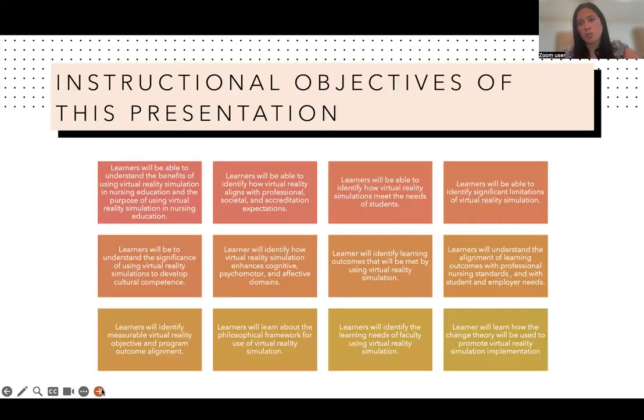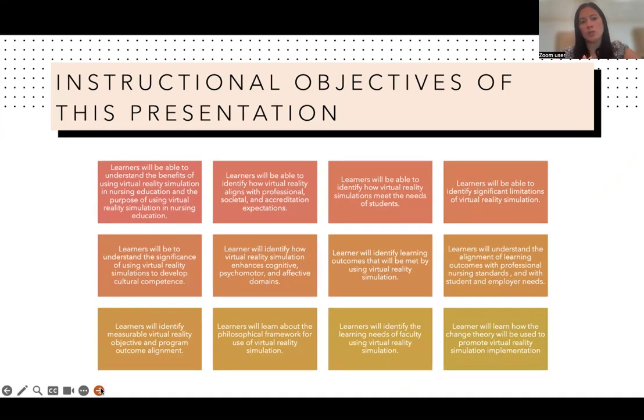Here are the instructional objectives of this presentation. In the interest of time, I will not go over all of them. They're listed for you, but the most important one is for learners to understand the benefits of using virtual reality simulation in nursing education and the purpose of using virtual reality simulation in nursing education.